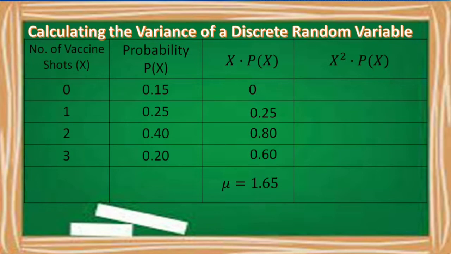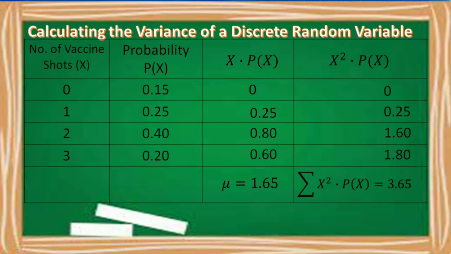Then get the product of x and the product of x times p of x. So we have 0 times 0 is 0. 1 times 0.25 is 0.25. 2 times 0.80 is 1.60. 3 times 0.60 is 1.80. Then add all the products. We have 3.65. So this is the summation of x squared times p of x.